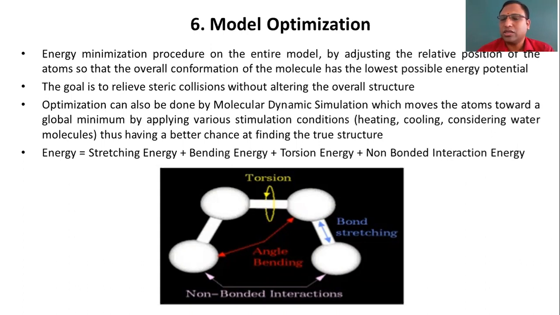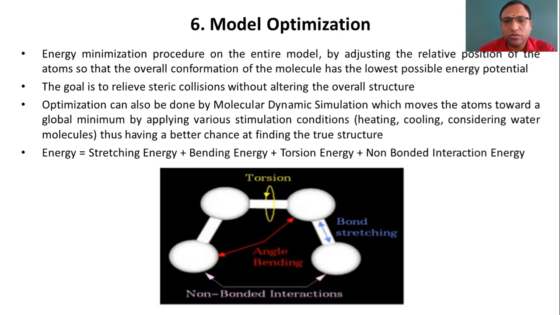So the goal in this is to retrieve the steric collisions. Steric collisions means how the collision is taking place, the steric bonds, altering the overall structures. Then optimization can also be done by molecular dynamics simulations, which move the atoms towards the global minimum by applying various simulation conditions like heating, cooling, and considering water molecules. All these things are parameters by which they come closer, and thus have a better chance of finding the true structure. So by this, we get a true structure of that particular unknown sequence.